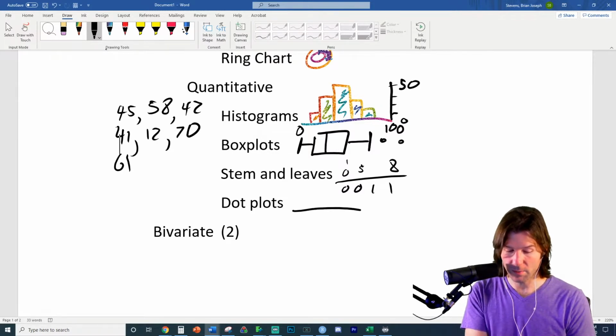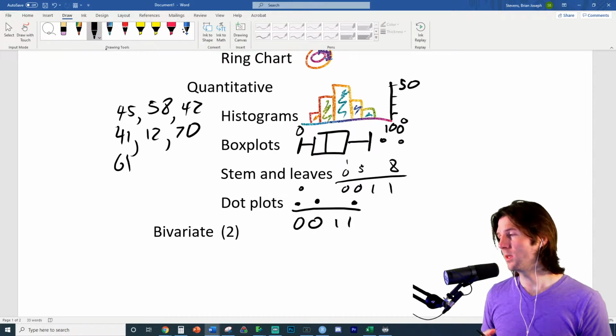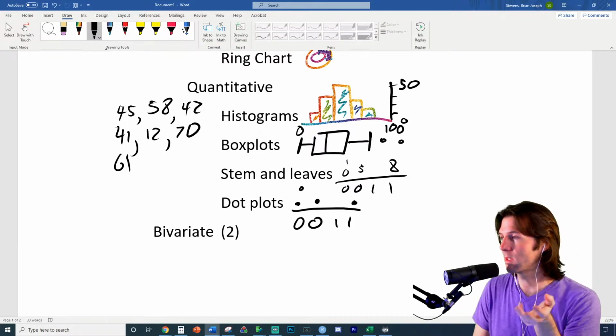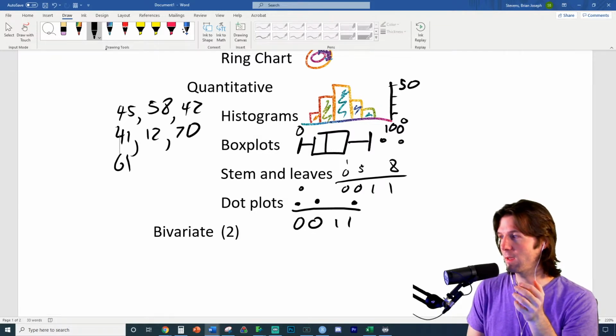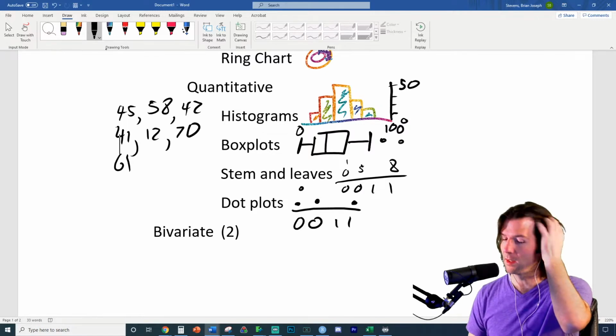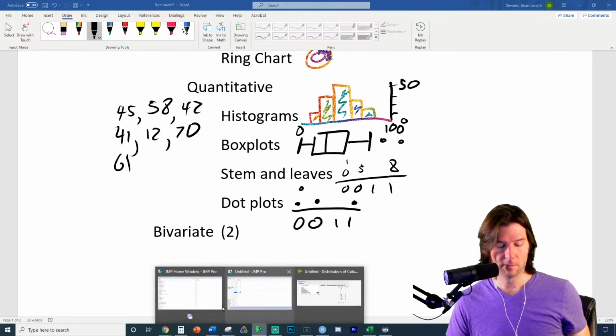And dot plots are basically the same as stem and leaves. They just show dots. Not a huge fan of dot plots. It's like, why not make a stem and leaf? So one of the reasons you might not use a stem and leaf, last note on stem and leaves, is that it takes up a lot of space. If you have a very large data set and you do a stem and leaf, it's going to look pretty ridiculous. We could show that very, very quickly here.